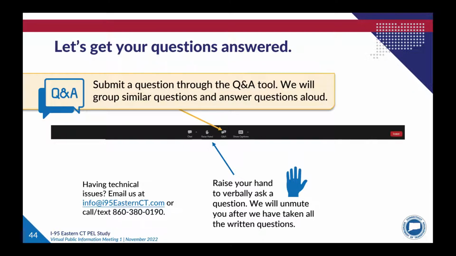Thanks, Krista. The next question is very related, very topically relevant. How will the study include the electrification of vehicles? Kim, I think you're on deck for this one.